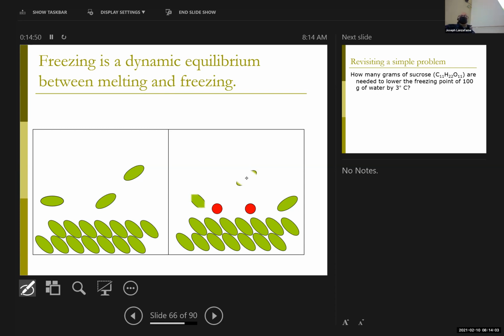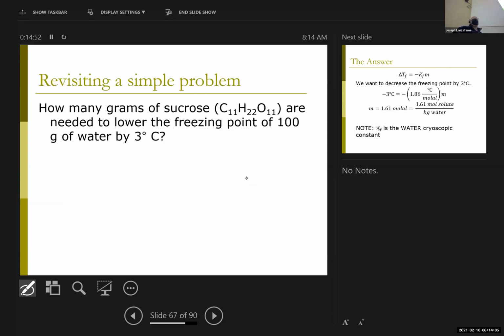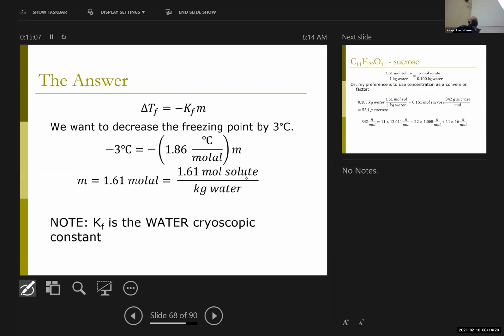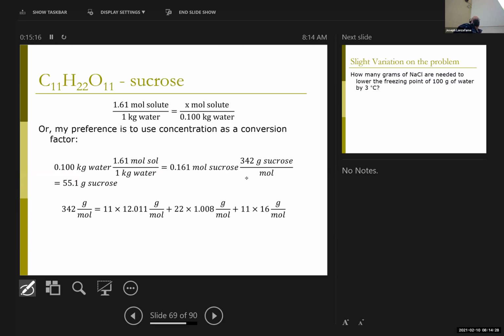And again, if we look at the sucrose issue relative to the salt issue, you can see why sodium chloride gets used instead of sugar. We did this problem on Monday. If I have sucrose or anything else for that matter, to get a 3-degree change in freezing point, I need a 1.61 molal solution, which ended up being 55 grams of sucrose.